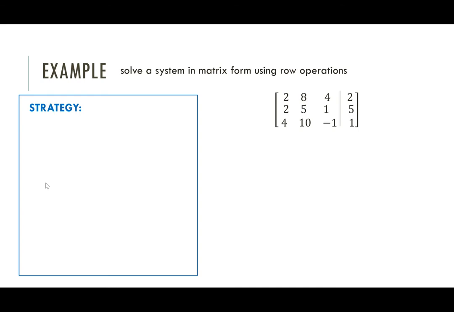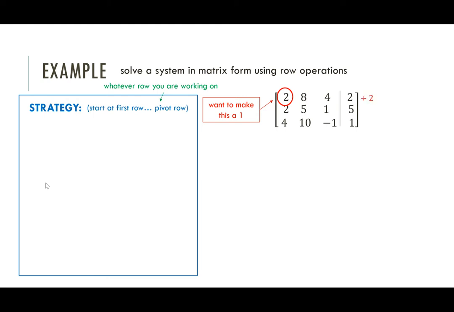So the first thing to do is just start at the first row. And whatever row you're working on is called the pivot row, because, who doesn't like more terminology? So, our first row is the pivot row. And remember, we're trying to get to a matrix where we have 1s on the diagonal and 0s off. So our first thing we want to do is make that number a 1. And a row operation that'll let us do that is just dividing that row by 2.